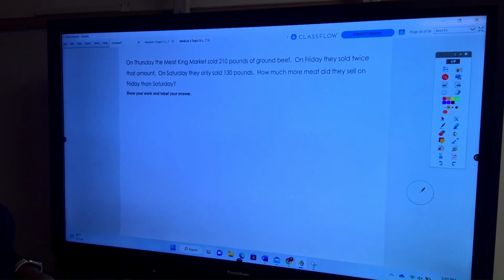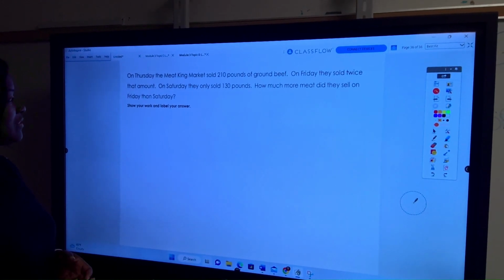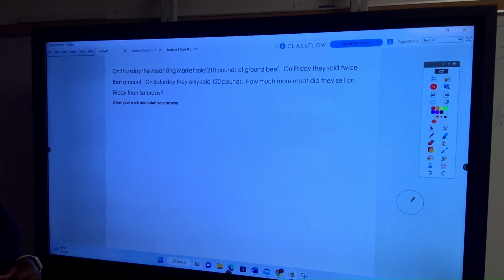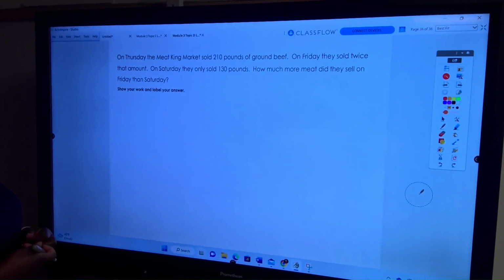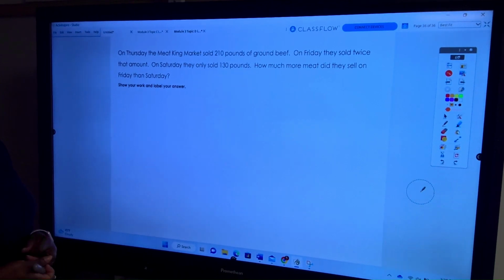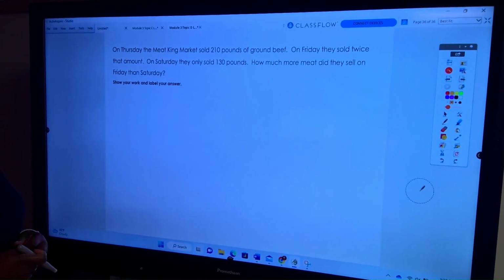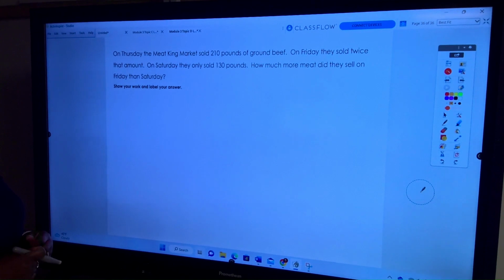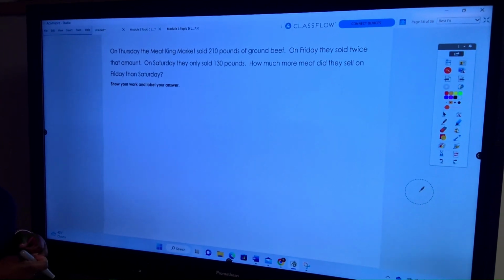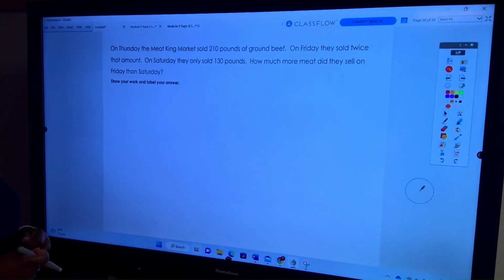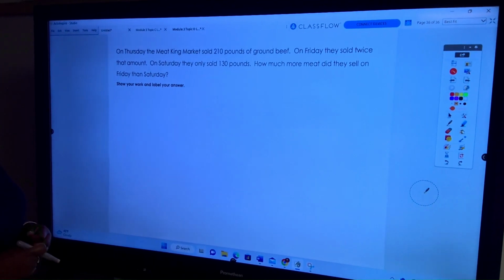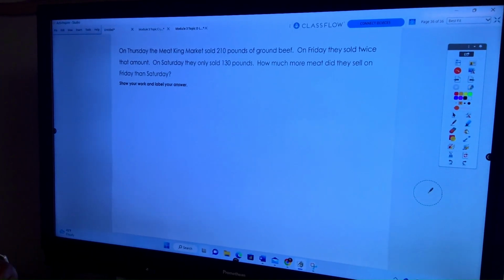Grade, and we're looking at this question that requires us to solve a multi-step problem. So we are going to read the question. On Thursday, the Meat King Market sold 210 pounds of ground beef. On Friday, they sold twice that amount. On Saturday, they only sold 130 pounds. How much more meat did they sell on Friday than Saturday?